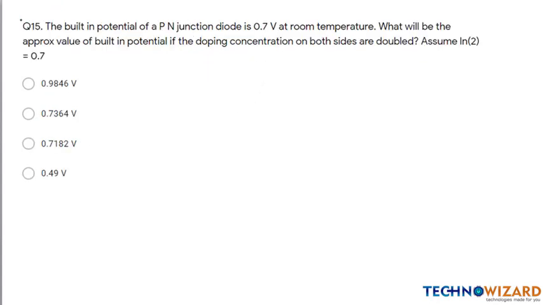This question is also very important. This is also a VSSC previous year 2019 question. We have to find the built-in potential here. The built-in potential is given as V0 is equal to Vt ln of Na Nd upon Ni square. Here Vt is the thermal voltage, Na is the acceptor density, Nd is the donor density, and Ni is the intrinsic concentration.